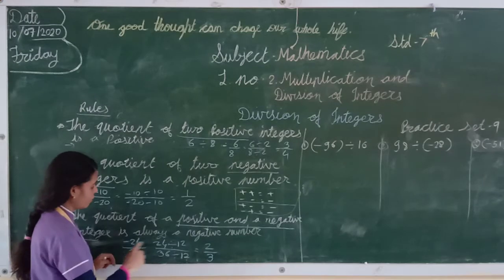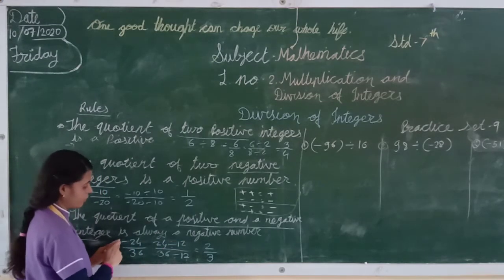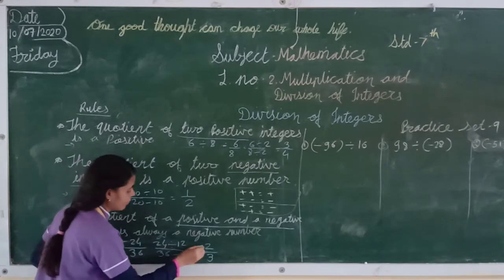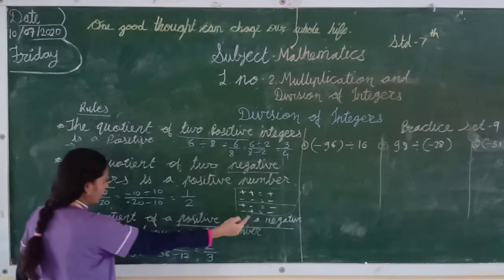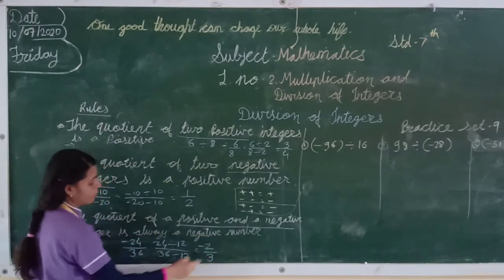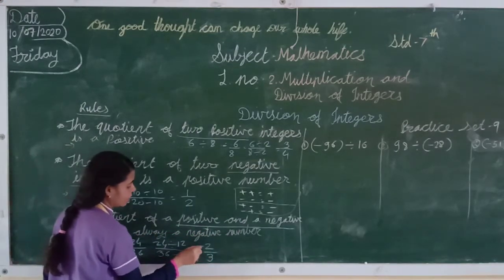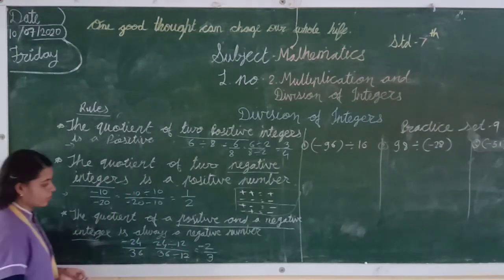But is it correct? No, we have to give the sign. The upper side has 24 with minus, so this minus sign will come here. If one is a positive number and another is a negative integer, the answer is always a negative number, and the negative sign always goes on the upper side. I hope students you understood this one.